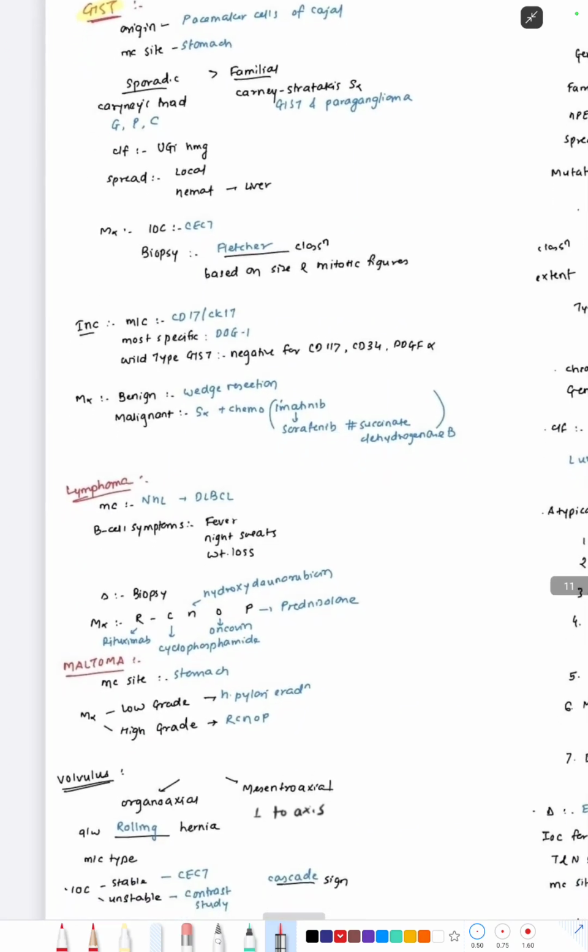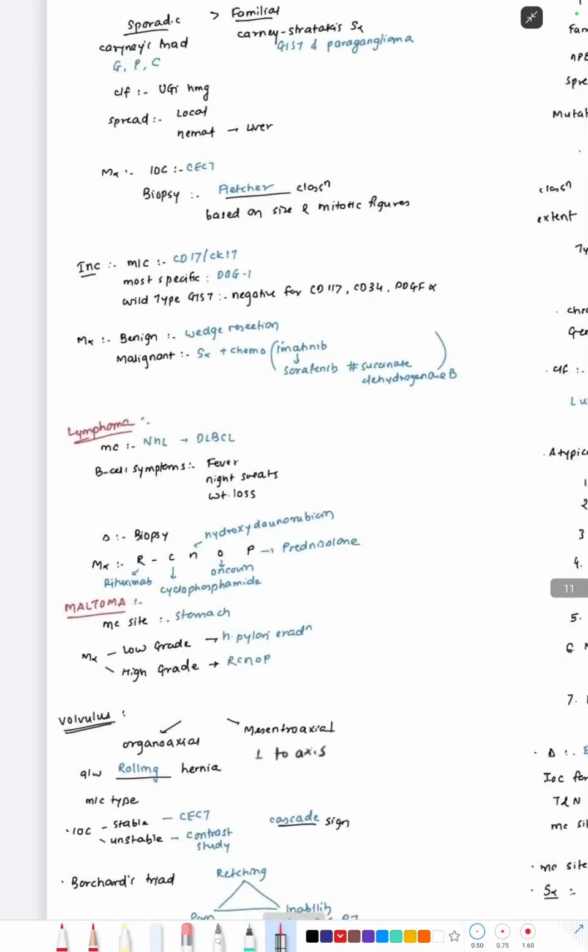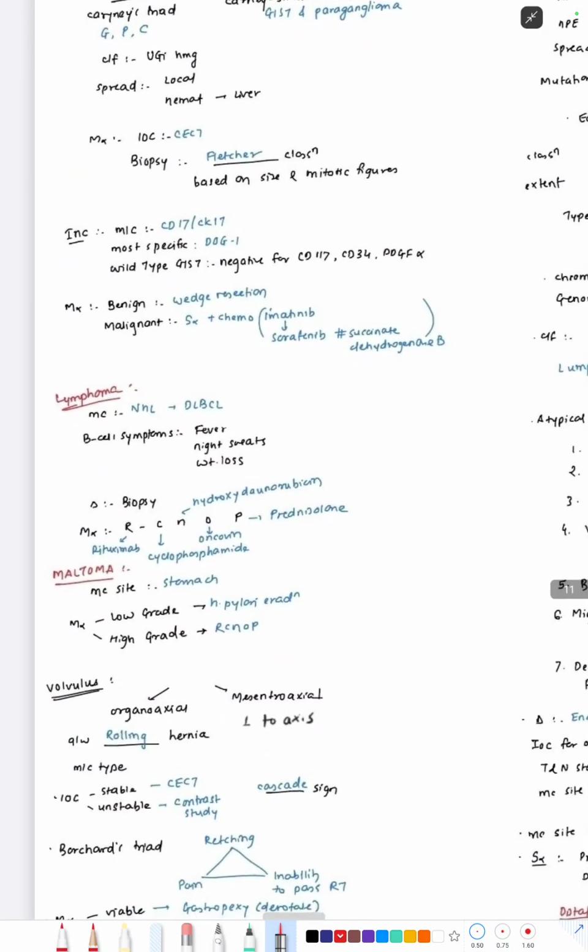Management: investigation of choice is contrast-enhanced CT. Biopsy classification is Fletcher's classification based on size and mitotic figures. On immunohistochemistry, the most common marker is CD117 or CK17. Most specific is DOG1, and the wild type is negative for CD117, CD34. Management for benign lesions is wedge resection or edge resection, while for malignant it is surgery plus chemotherapy, that is imatinib or sorafenib.